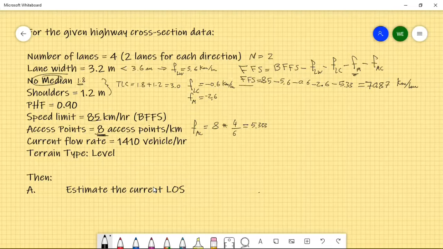Now we want to estimate, or adjust, this volume to get the VP. VP equals the volume divided by the peak hour factor multiplied with N multiplied with FHV multiplied with FP. Now, do we have any information about the driver population? No, it didn't say anything. So we assume that this one is 1. N is 2. We know this from here. Okay, peak hour factor, it's here. So we know this 0.9.